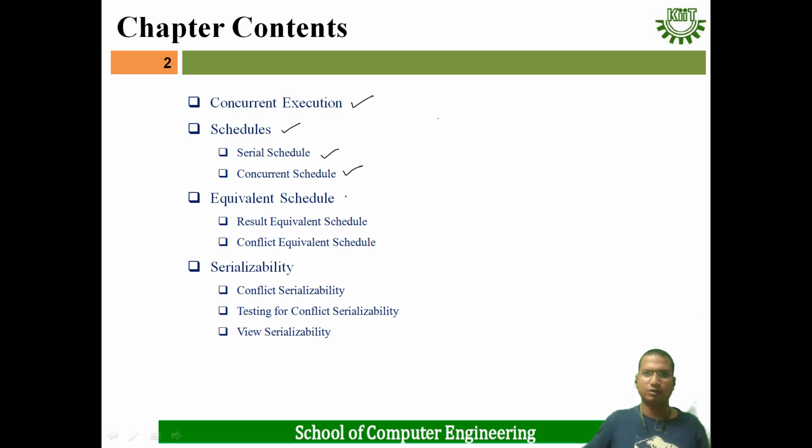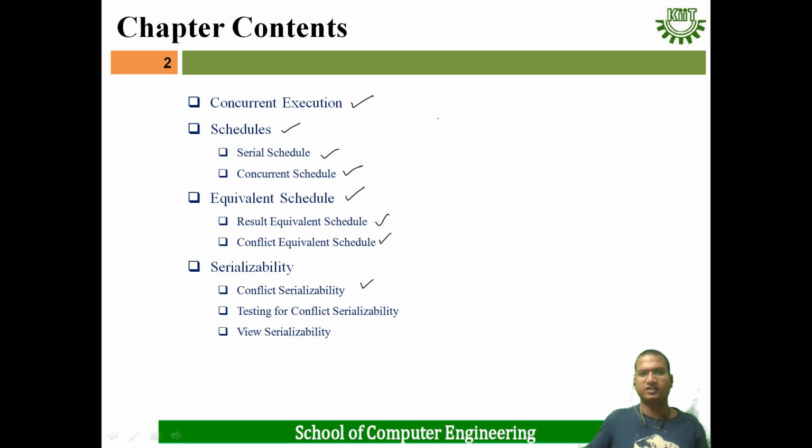Then equivalent schedule. What is an equivalent schedule? There are generally two kinds of equivalence. One is result equivalence, another one is conflict equivalence. Those things we will discuss here. Then serializability, another new concept we will discuss here. Serializability, one is conflict serializability. What is conflict serializability? With example we will understand.